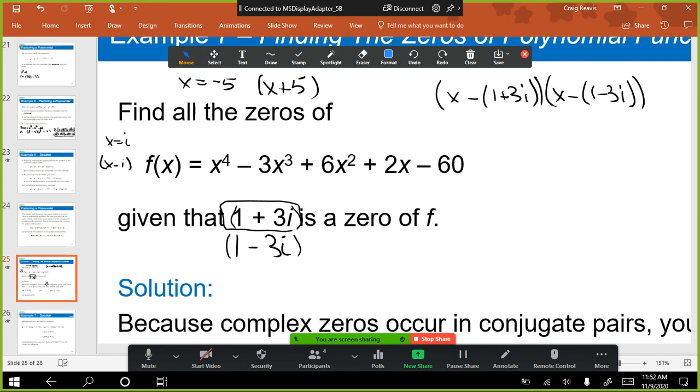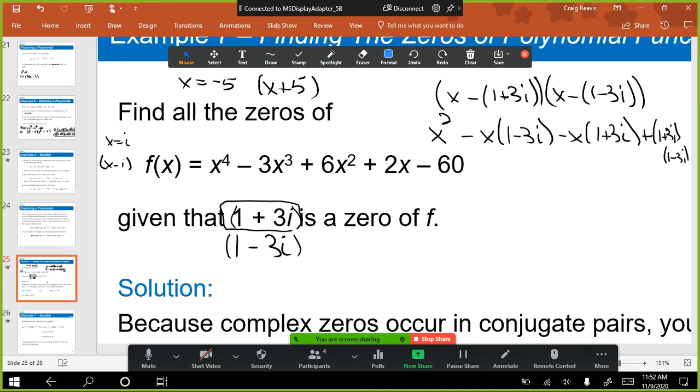So this would be x times x, which is x squared. Then I would have x times negative that, so that's going to be negative x times (1 minus 3i). And then this one's going to be negative (1 plus 3i) times x. And then the last one is going to be positive (1 plus 3i) times (1 minus 3i). I'm running out of room.